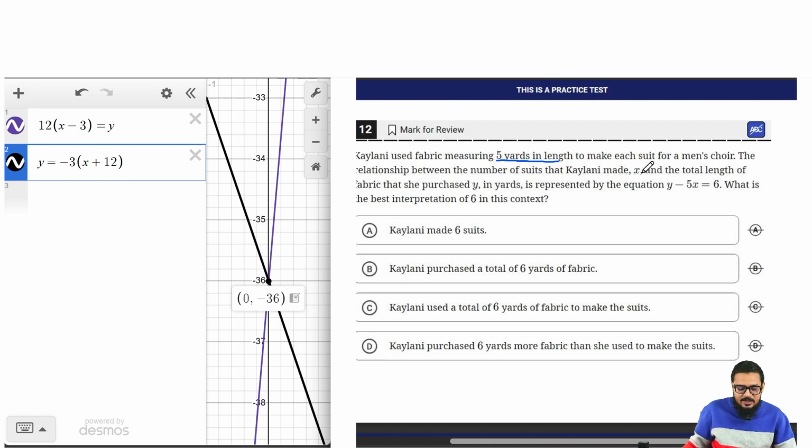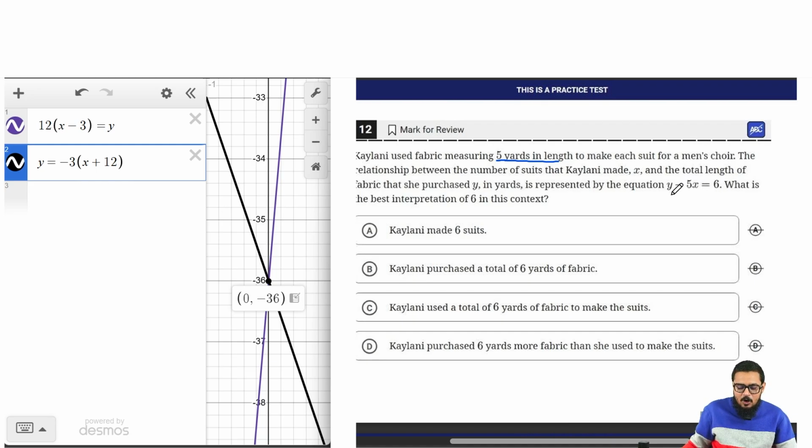So when the question says that x is not something in yards, it represents something in suits, and you're multiplying x by 5, it actually means that one suit requires 5 yards. So x suits would require 5x yards altogether. So she purchased y yards and she consumed 5x yards for her x suits, and then the difference of those two numbers comes out as 6.